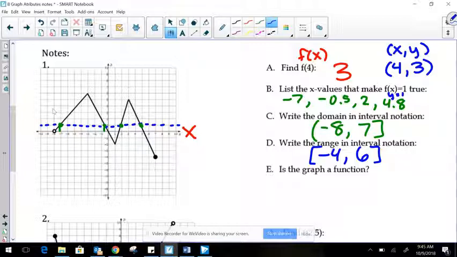All right, and then the last part is is the graph a function. So remember our vertical line test? If I were to slide my pencil across the page here, if it hits 2 points at one time, it is not a function. It looks like it passes the vertical line test. So that means it is a function. Yes, it is a function because it passed the vertical line test.